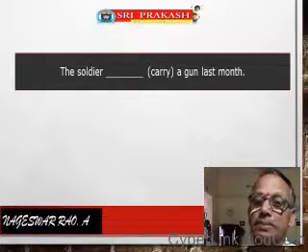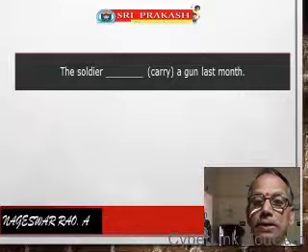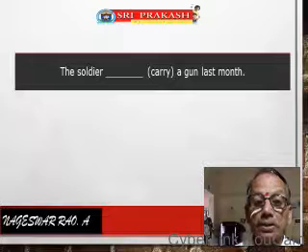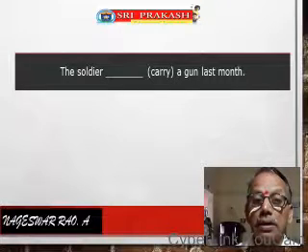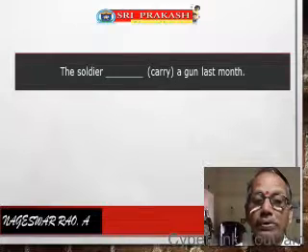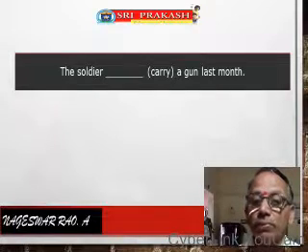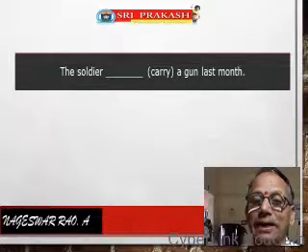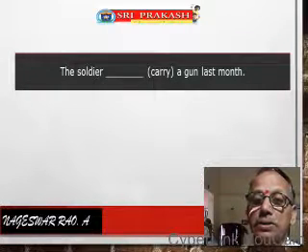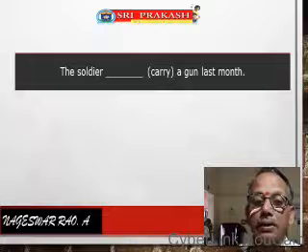Look at this example. The soldier dash carry a gun last month. Here also the time marker is a past time marker. Hence, the blank would take the V2 form of the verb carry, that means carried. The sentence would be: The soldier carried a gun last month.